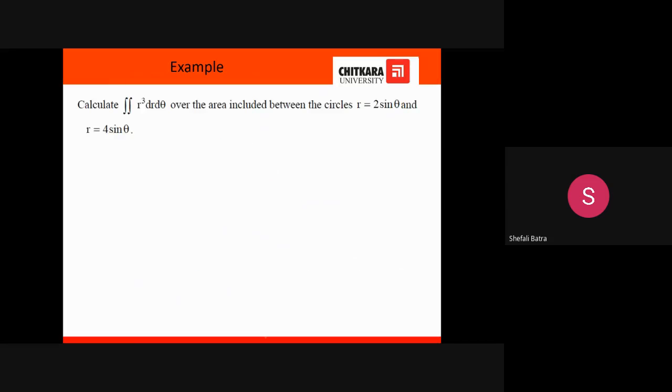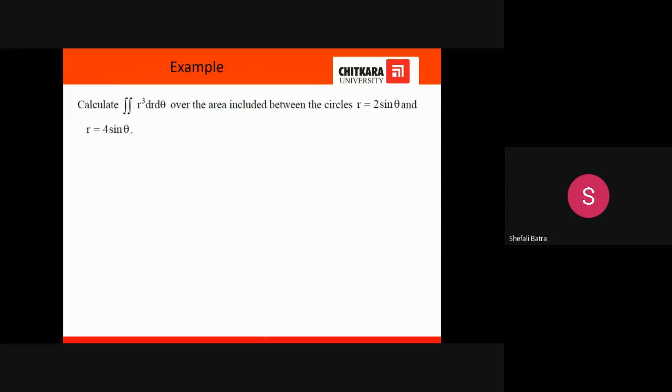So this is the line for theta is equal to alpha, so we'll be putting here alpha. And this is the line for theta is equal to beta, so we'll be putting here beta. So this is how you write the limits for polar coordinates. Right? Now, let us have one example.